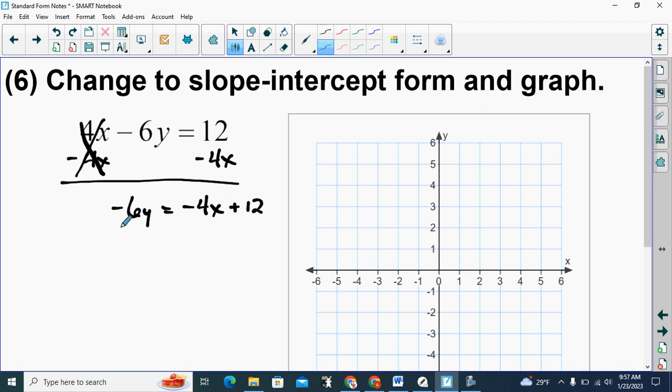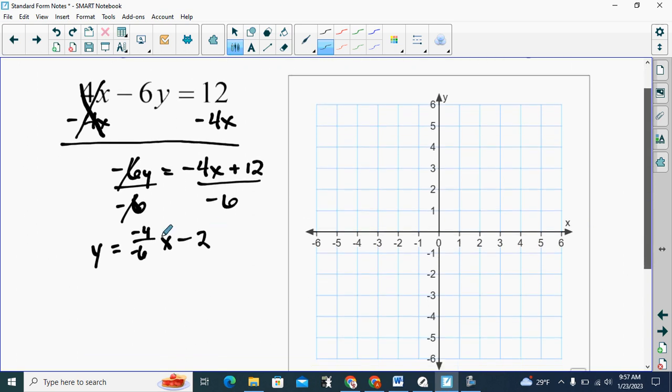And divide both sides by negative 6. And we get y equals negative 4 divided by negative 6 x. That doesn't come out even. Let's just leave it as negative 4 divided by negative 6 for now. We'll take care of it in a minute. x. Positive 12 divided by negative 6. Positive divided by negative is minus. 12 divided by 6 is 2.